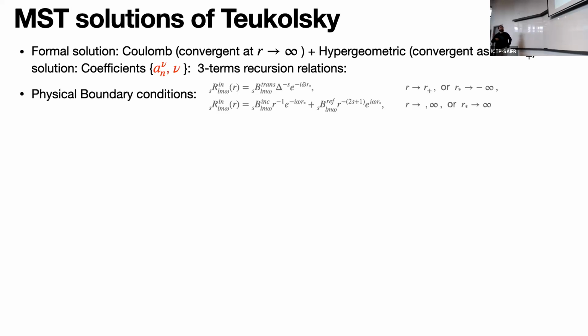So you can impose some boundary conditions, and the boundary conditions that we can impose, for instance, are that you have purely incoming waves at the horizon, and at infinity you have a superposition of an incoming and an outgoing wave. Once you know that, then you can determine the phase shift, which is basically given by the ratio of these two coefficients. So if you know these coefficients, you have solved the problem completely.